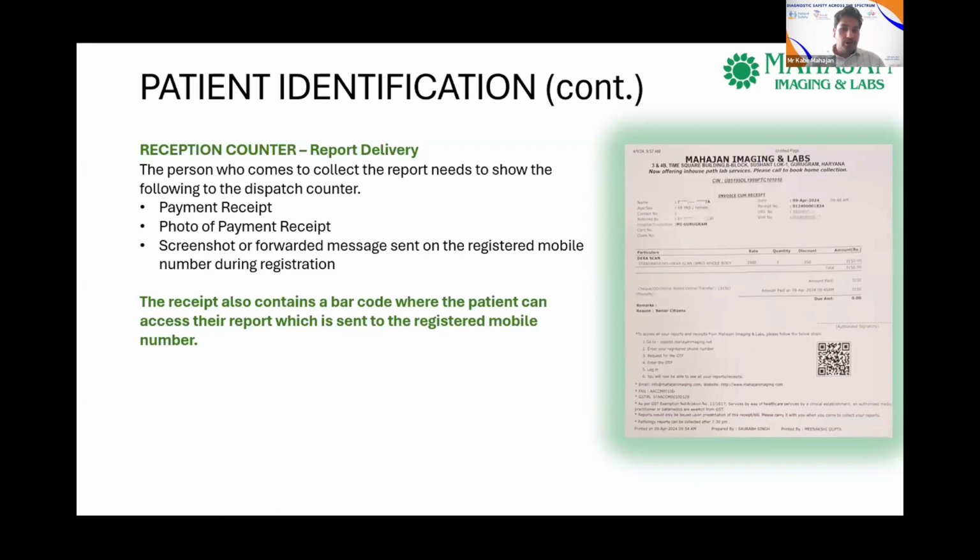Therefore, we have to ensure that the correct report is given out for the correct patient. This is very important because you cannot have someone else's report go out to someone who doesn't even know the patient. So we do that with the payment receipt or the photo or the screenshot of the forwarded message sent on the mobile number during the registration. And we also have a barcode, etc., where the patient can access their report, the actual written report. So this is how we ensure that the correct report is given to the correct patient.